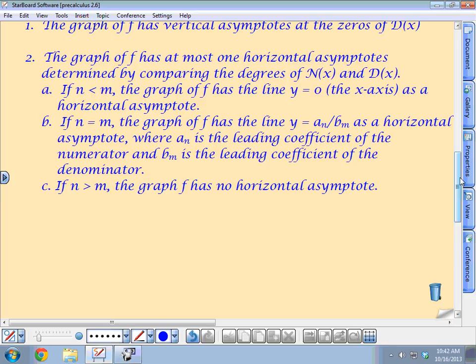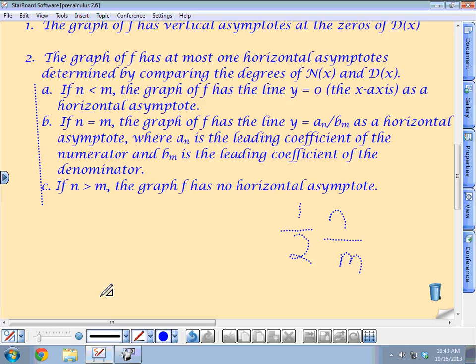No. Why? You're just throwing it into one of your three rules. Which situation do you have? You're comparing the degrees of your denominator and your numerator. Your numerator has a degree of 1, and your denominator has a degree of 2, right? This is n, and this is m, right? So which of those three situations do you have? N is less than m.